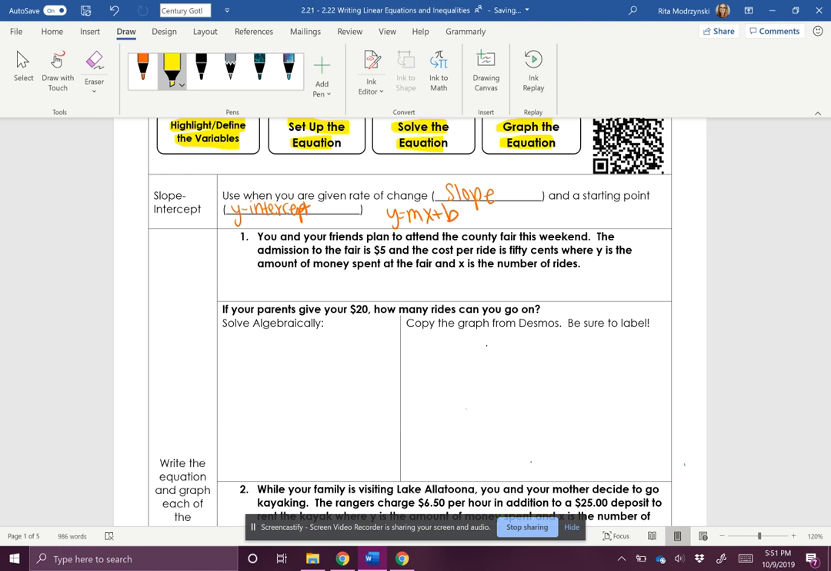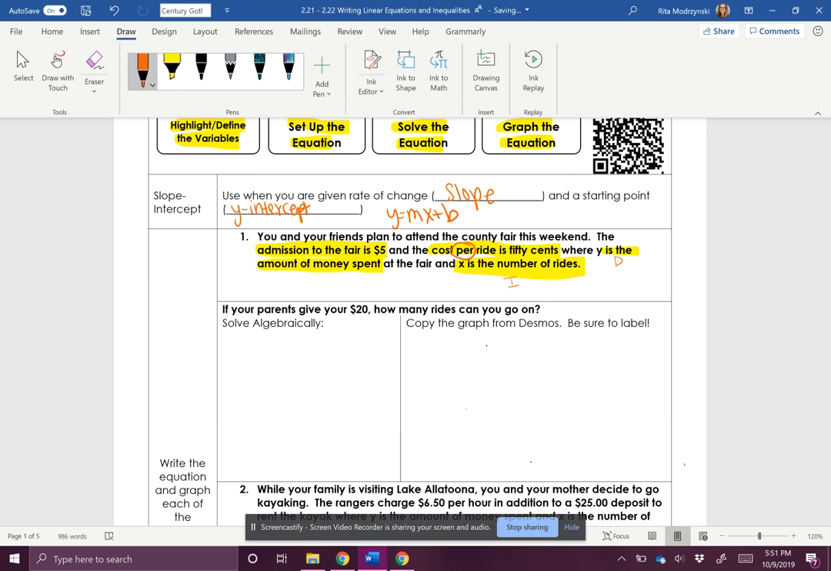Once we read the scenario, let's go ahead and do that. It says you and your friends plan to attend the county fair this weekend. The admission to the fair is $5. So we're already thinking, okay, no matter what, I got to pay $5. That's my starting point. And the cost per ride is 50 cents. I see that word in there, per, so that's going to tell me my rate of change. My rate of change is right there. We've also got the variables: y is the amount of money spent at the fair, while x is the number of rides.